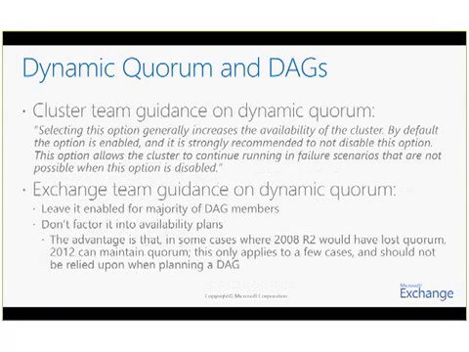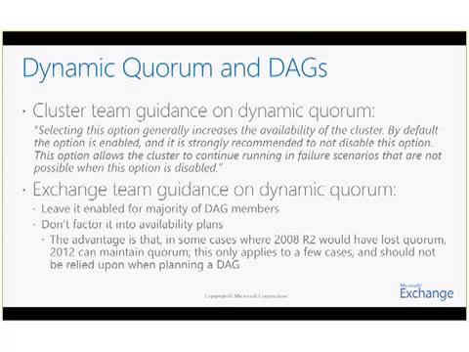Now, our guidance specifically around dynamic quorum does mirror what the cluster team says. The cluster team says leave it on. It will generally increase the availability of the cluster because it will allow your cluster to continue running in failure scenarios that simply weren't possible when the option was disabled. And our guidance from the Exchange team is largely the same. We say leave it enabled for the majority of DAG members. I'll talk to you about a situation where you'd want to turn it off in a moment, but don't factor it into your availability plans.